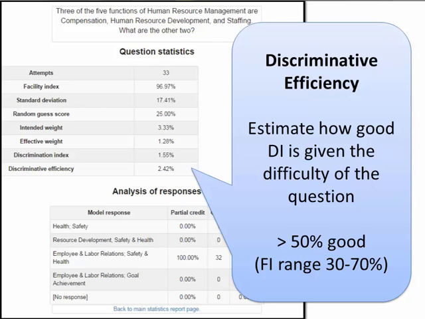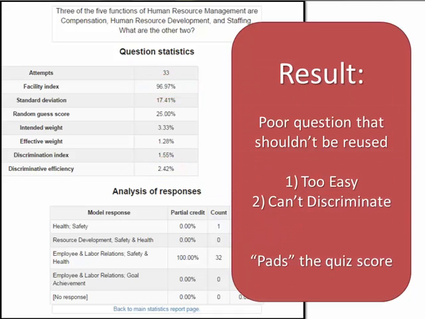As you can see in this case, the facility index is quite high and the DE is quite low. Assessing all of these metrics together indicates that this is a very easy question that does not provide any worthwhile discrimination in the exam and only acts to pad the total score. As a result, it should likely be dropped from the test bank.